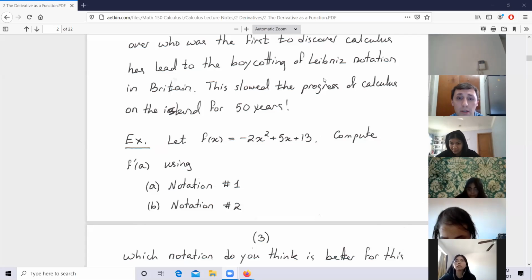So notation 1, Anna, you're saying, right? Okay, notation 1. Okay, let's try to look at it, guys.